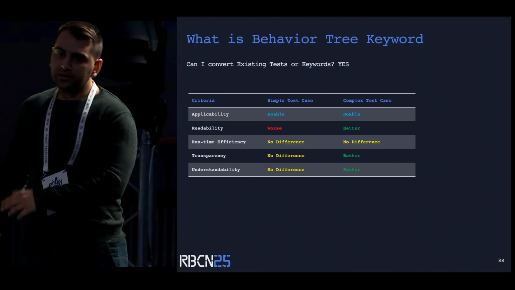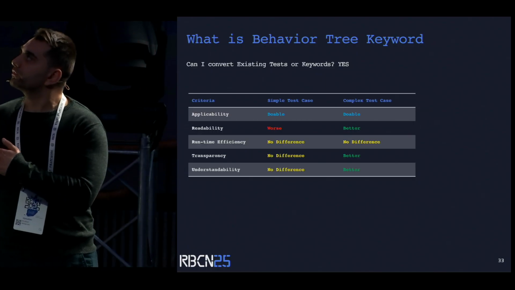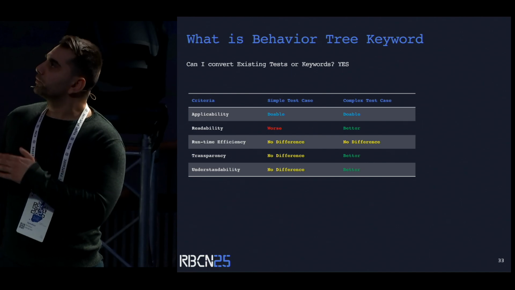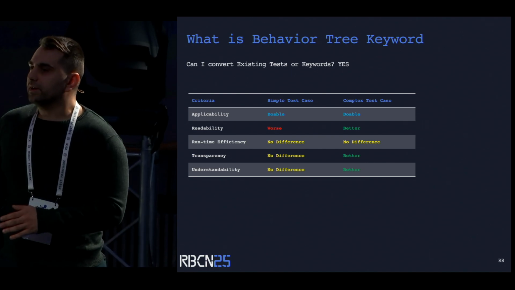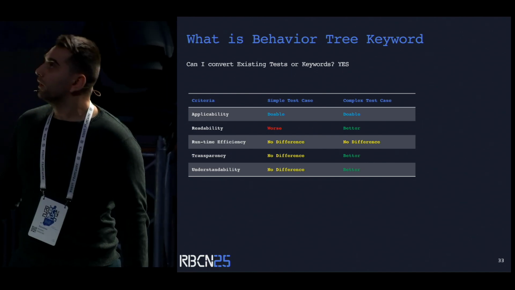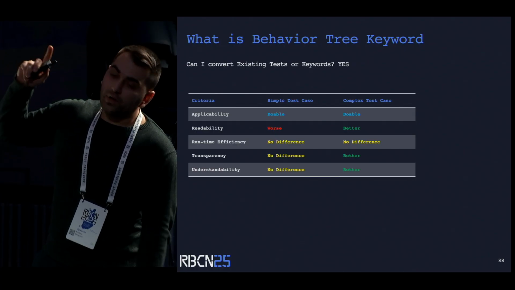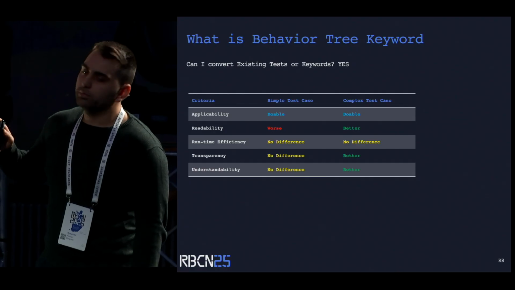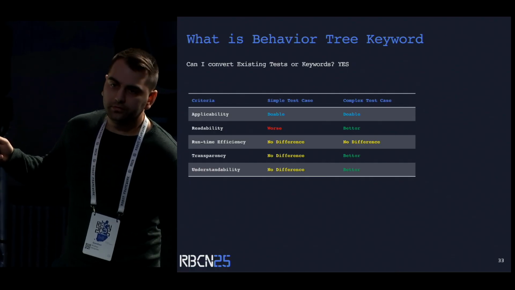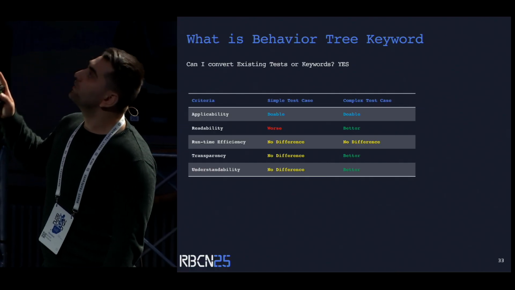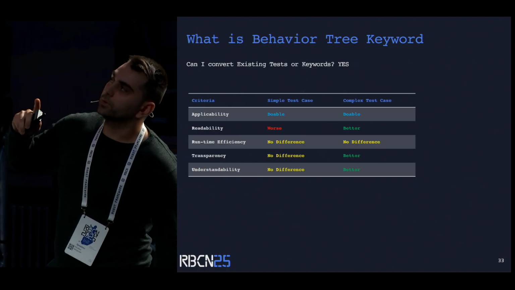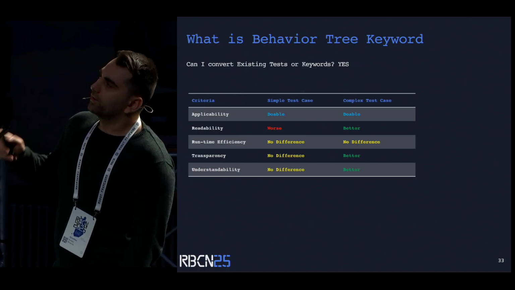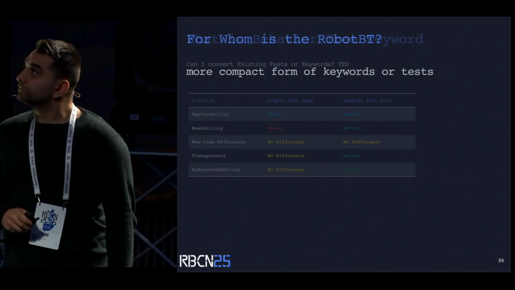So, to summarize the paper I released 2-3 years ago, I just proved that the behavior tree is applicable in test automation, which is the first point. And if you have a simple test case or simple keyword, it doesn't improve anything. So don't bother yourself using it. It improves only if you have complex test cases. It improves the readability, transparency and understandability.